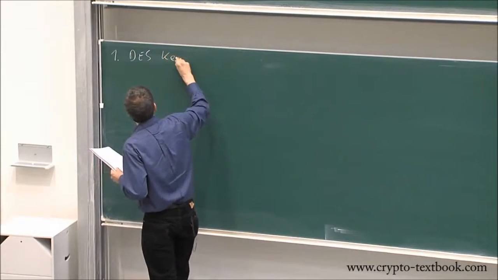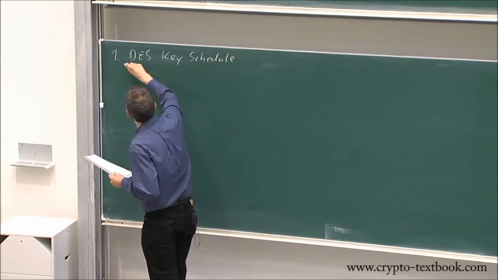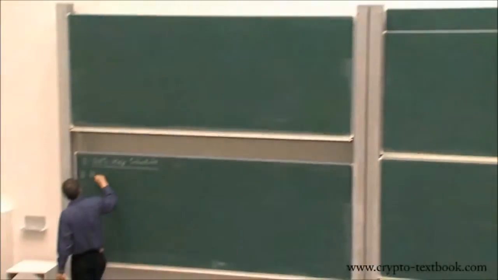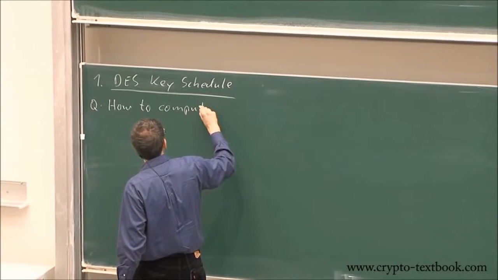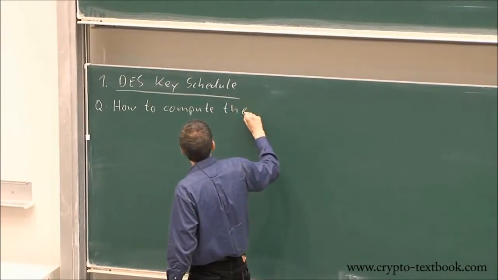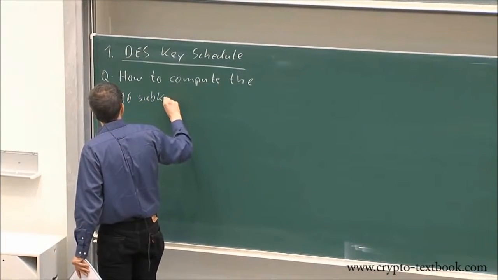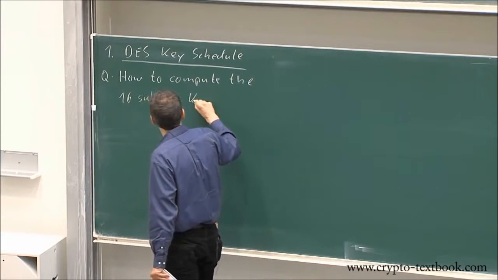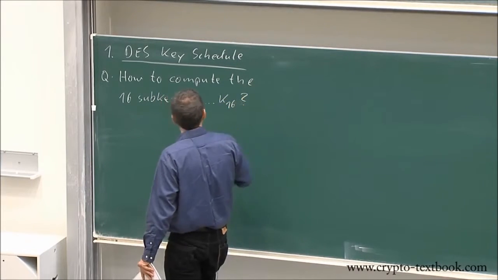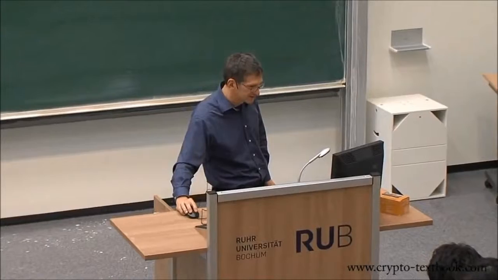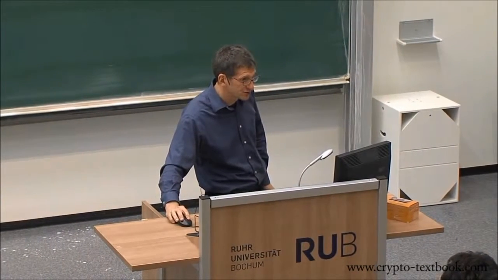The DES key schedule. How to compute the 16 subkeys, K1 up to K16? I'll start with just showing you how that works.